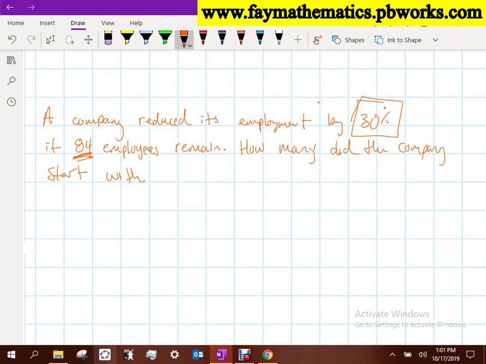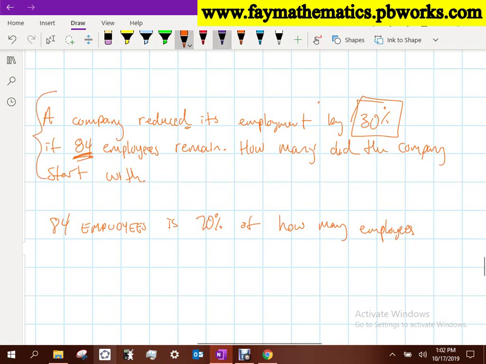Do you guys agree that 84 is 70% of what I started with? Does that make sense to everybody? This question is easier to solve if we write it this way: 84 employees is 70% of how many employees? That is a better way of wording this so we can set up some algebra.